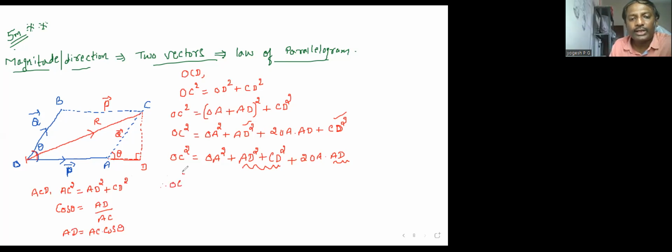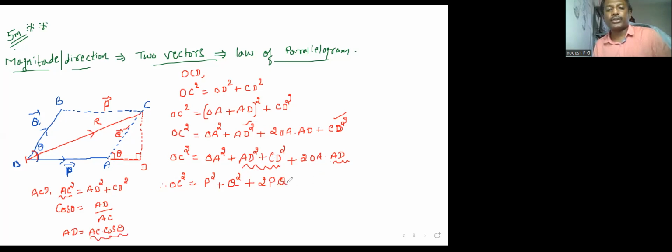Therefore, OC squared is equal to, what is OA? P squared plus AD squared plus CD squared is nothing but AC squared. AC value is how much? Q squared, plus 2 times OA, which is P, times AD, which is AC cos theta, but AC is Q, so it becomes Q cos theta. So OC represents the resultant. To remove this square, I'm just putting the root.